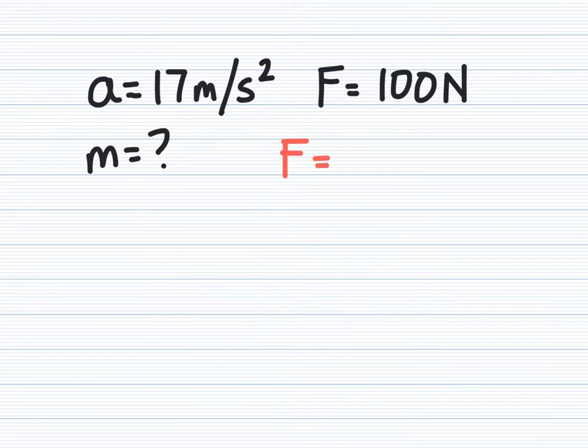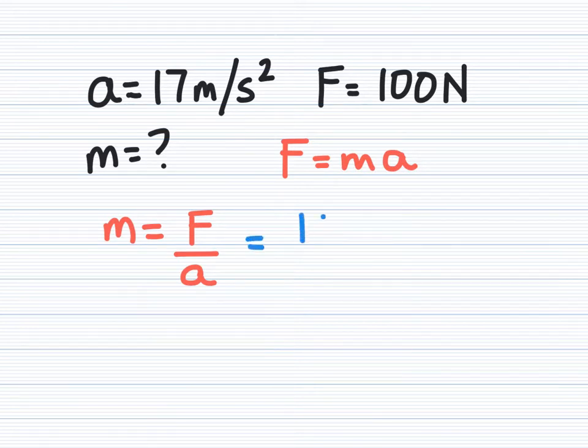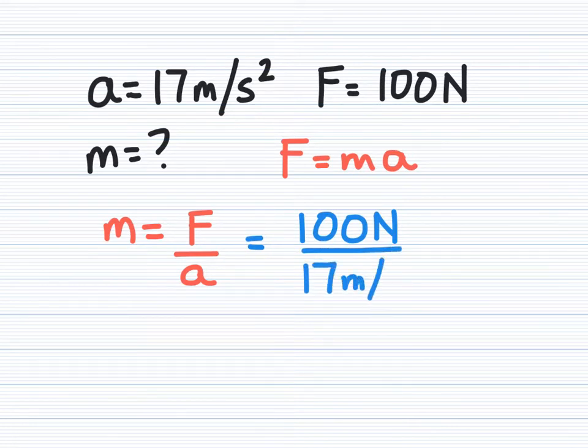Now the second thing I want to do is write down the equation that I'm going to use. So this is an FMA problem, F equals ma. But I'm going to need to rearrange the equation for mass. So mass is going to equal force divided by acceleration. Now if you got a little confused with that, pause the video and notice how I rearranged both sides of the equation. I divided by a and I got that m equals F over a.